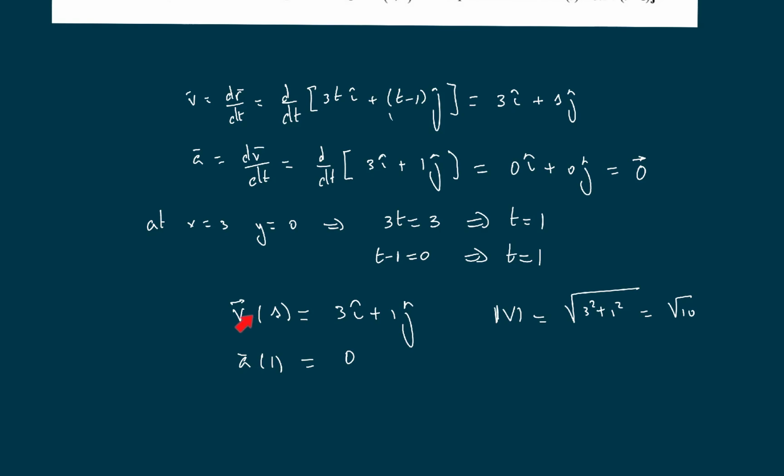We have the vector velocity at any time. We have the acceleration, at any time the acceleration is 0, and we have the magnitude of the velocity, or the speed. The speed is the square root of 10. And this speed doesn't change because the vector velocity doesn't change. Let's go to the next problem.